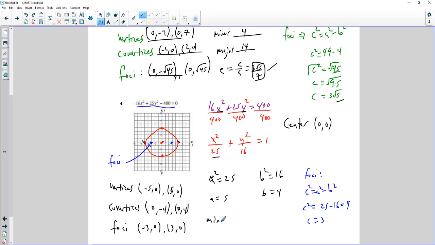The length of your minor axis will be double what b is, so it'll be 8. Your major will be double what a is, so it'll be 10. And your eccentricity will be c over a, which is 3 over 5. Okay, cool. And that's it. Good times. Very good.